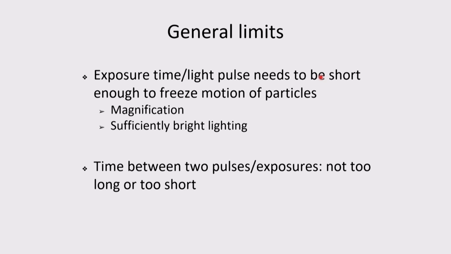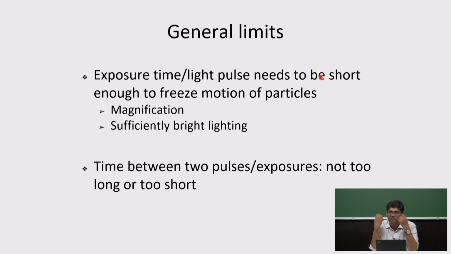So this is the frame I have, the flow is going, and the first pulse comes when this pair is here. The second pulse, or the second image, you have to take when this pair is still within the frame, or only a small distance away. If it goes out of the frame, then there is no way. So you need to have a little bit of an idea of what velocities you are expecting, and based on that, you need to choose this.